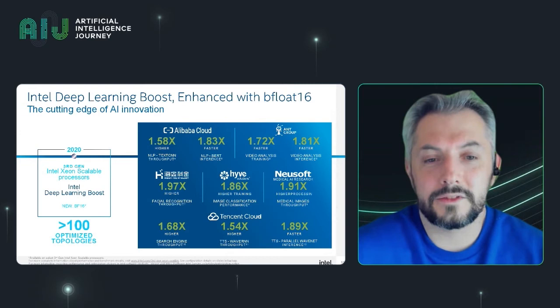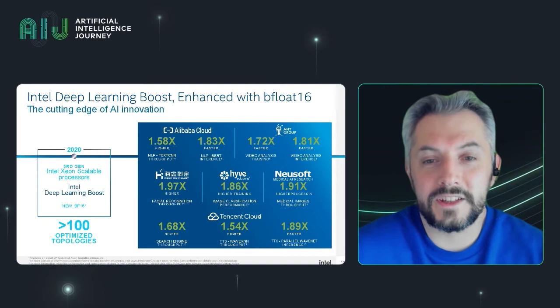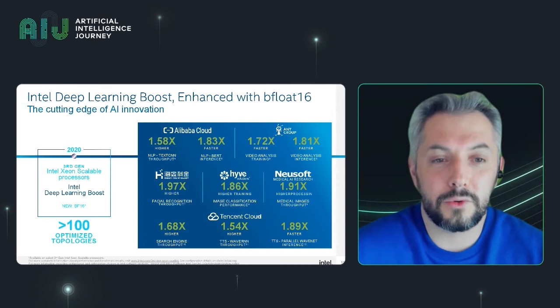And you can see Alibaba Cloud presented their results, and they use the new generation of Intel Xeon Scalable with B-Float 16 for NLP, BERT inference, and also B-Float 16 proved very much in demand for video research in different applications, and even in some search engines. Now, thanks to our permanent work on software optimization, at the third generation we can support more than 100 optimized topologies of neural networks.